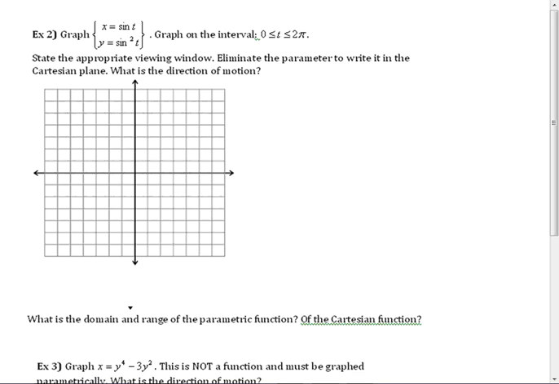Now these are just like the homework problems. Man, these are just like the homework problems. Would you like to eliminate the parameter first or just graph? Now let me rewrite this a little differently. X is equal to the sine of t. Y is equal to the sine of t squared.